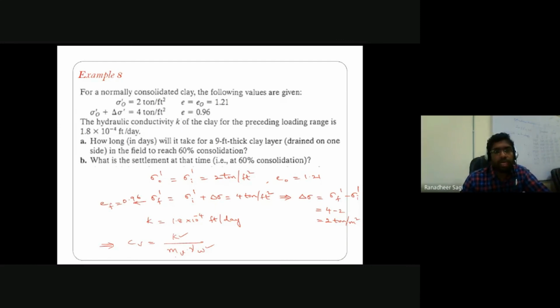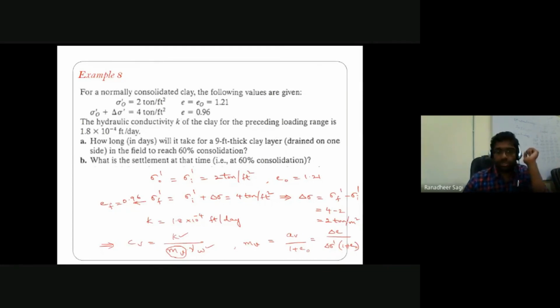No problem. MV, how do we write down this MV? MV is AV by 1 plus E naught. Now what is AV? Delta E by delta sigma, or more specifically delta sigma dash, divided by 1 plus E naught.